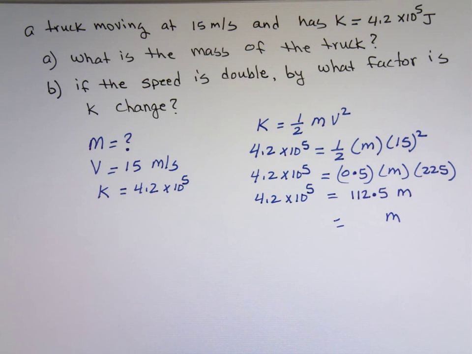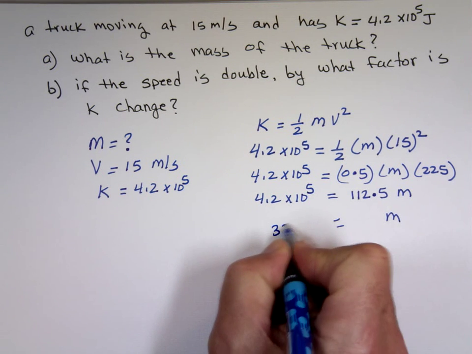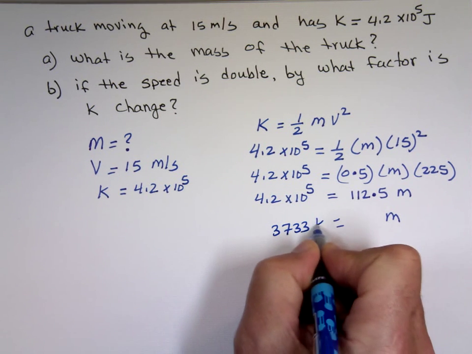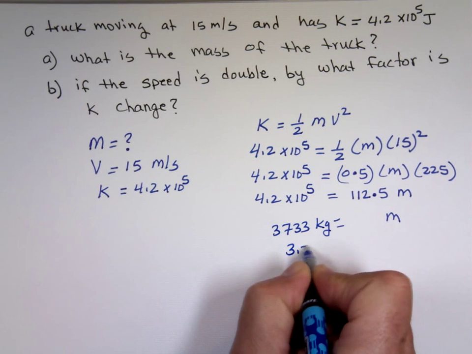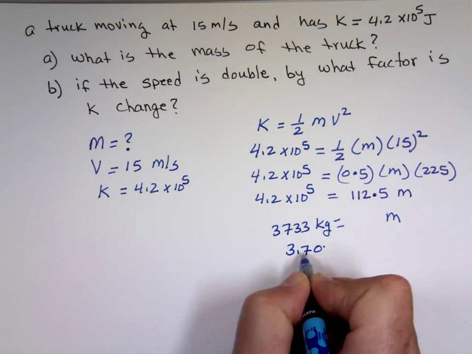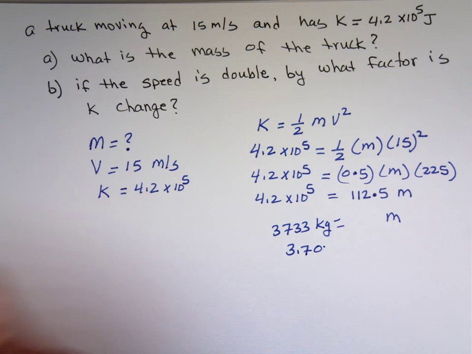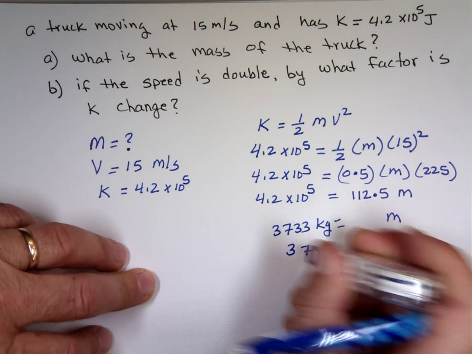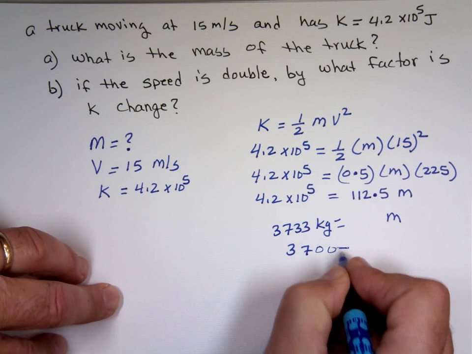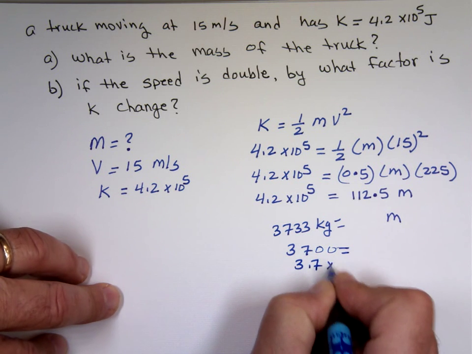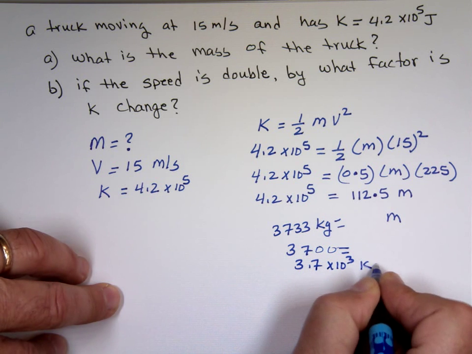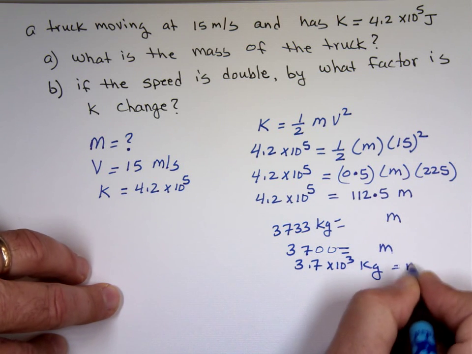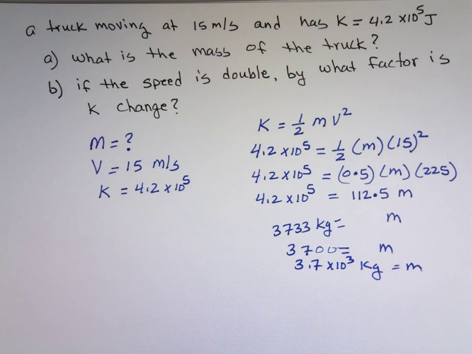4.2 times 10 to the 5 divided by 112.5, and I get 3733 kilograms. Is that what you got? If you're going to use two significant digits, that's 3,700, or you can write that as 3.7 times 10 to the third kilograms. You can do it either way, both two significant digits.